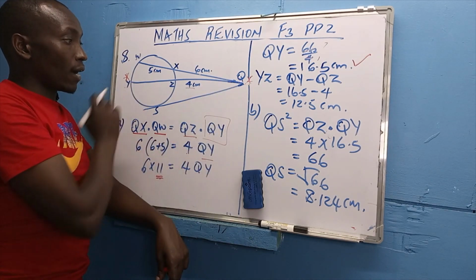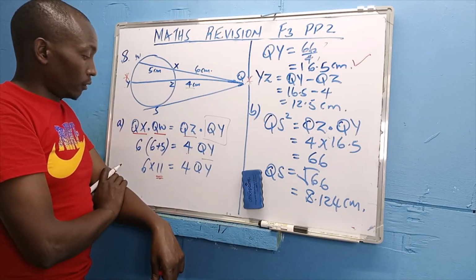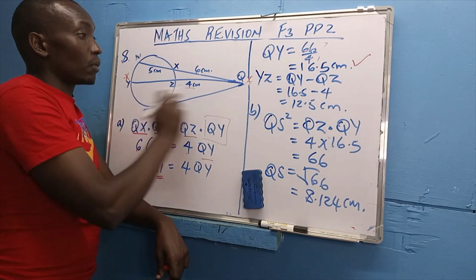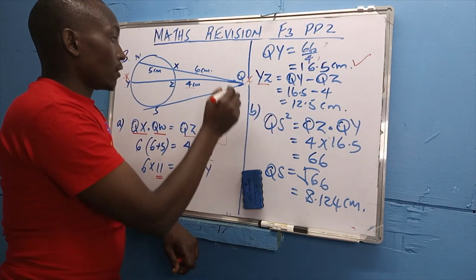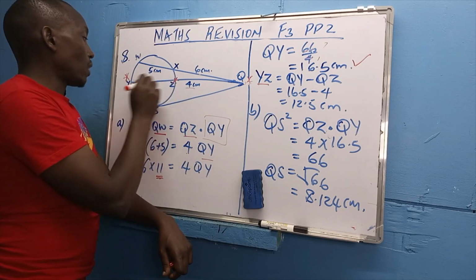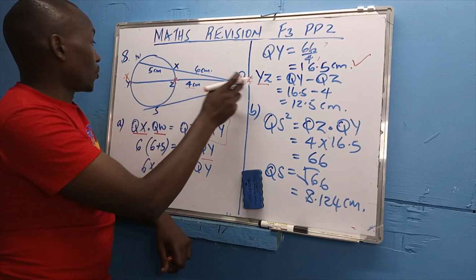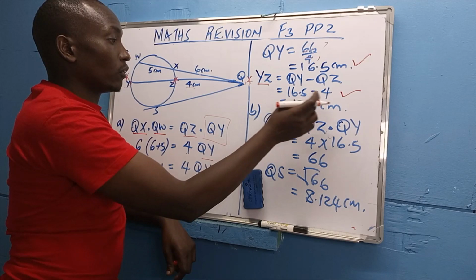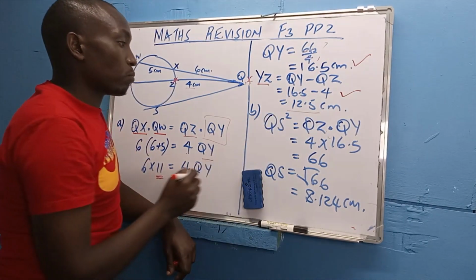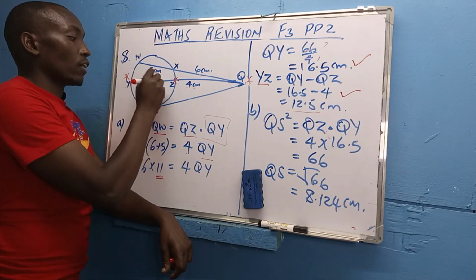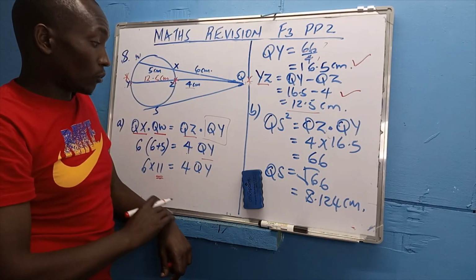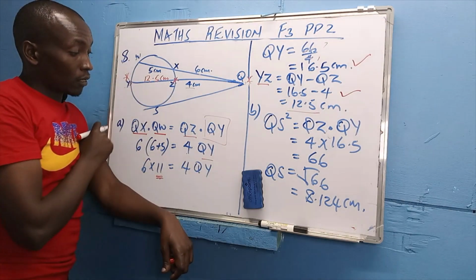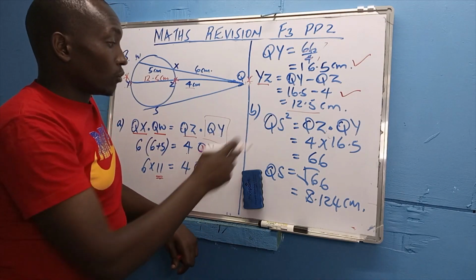But the question there is YZ. Actually it's not QY but YZ. If that is the case, then YZ, the length of the chord itself, will be QY subtract QZ. 16.5 subtract 4, you get 12.5 centimeters. That is actually what we were asked to find, not QY but YZ. Good. With that, we can do part B.